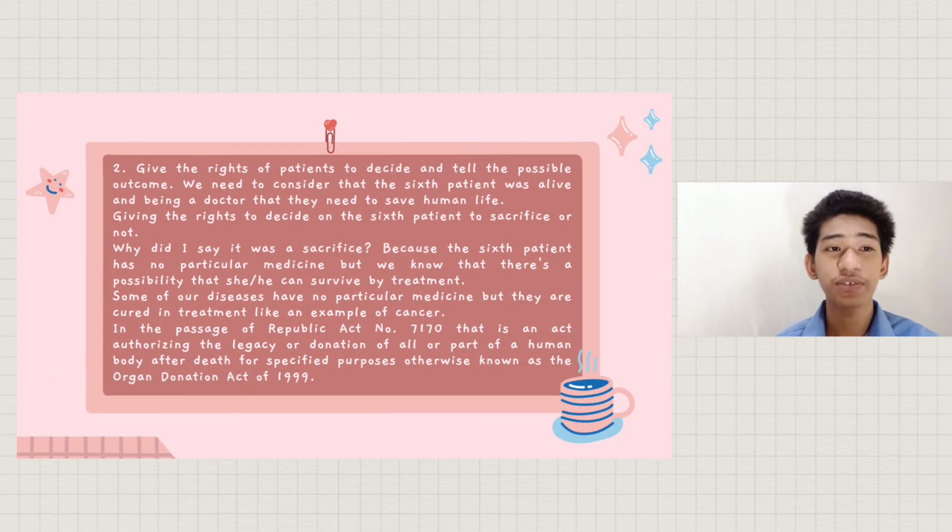Give the patient the right to decide and tell the possible outcome. We need to consider that the 6th patient is alive, and as a doctor, we need to save human lives, not to kill them. Giving the 6th patient the right to decide whether to sacrifice or not. Why did I say it was a sacrifice? Because the 6th patient has no particular medicine, but we know there's a possibility that she or he can survive by a treatment. Yes, opo, we need to know some diseases have no particular medicine, but their treatment can possibly cure them, like cancer.